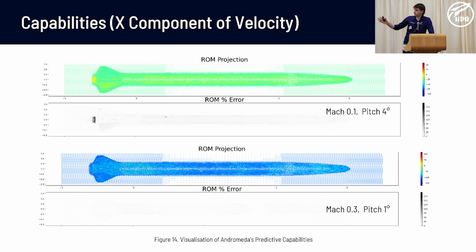Well, if we look here, we can see an x component of velocity plot of the cells around Valkyrie's fluid domain. If we look at the percentage error in the second figure down, we can see that Andromeda predicts the flow remarkably well, with only a few regions showing any difference to the converged solution from Fluent.